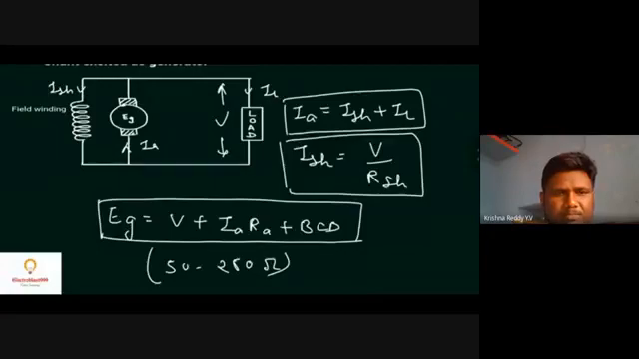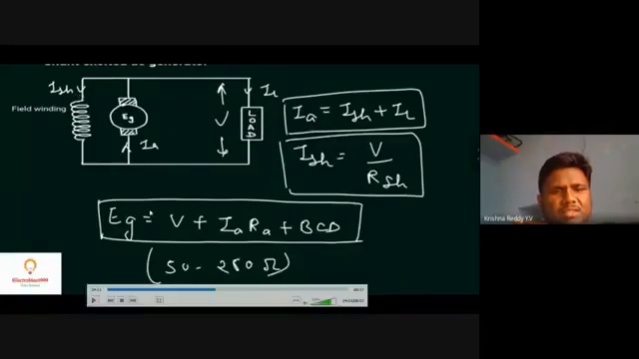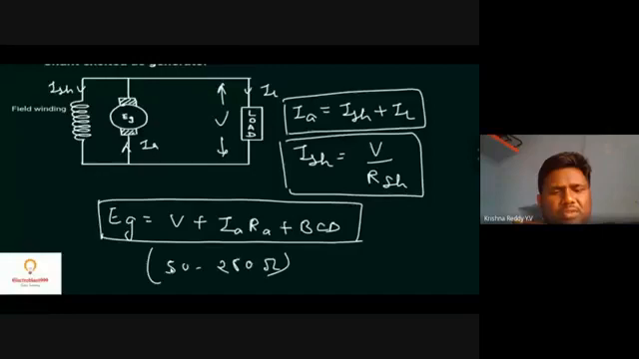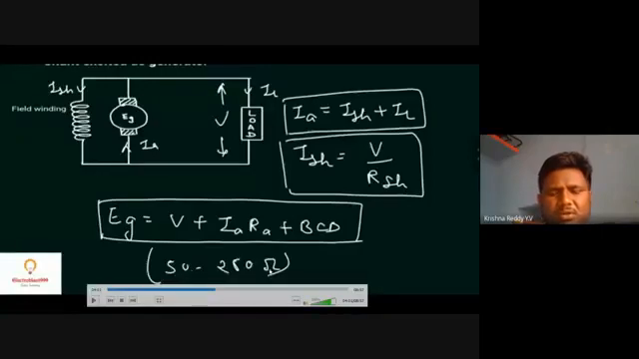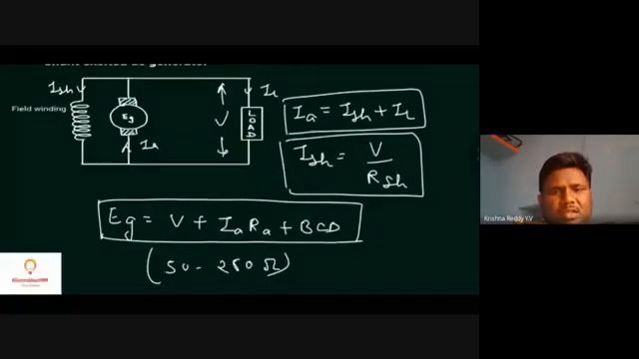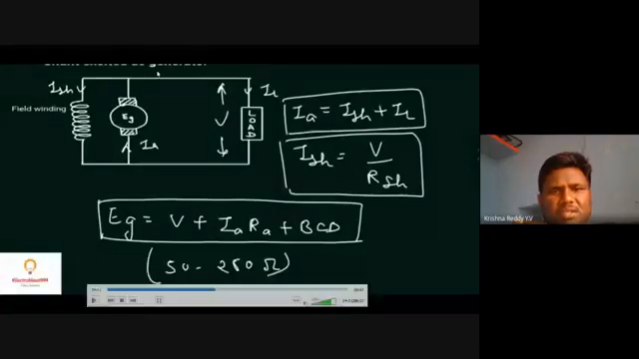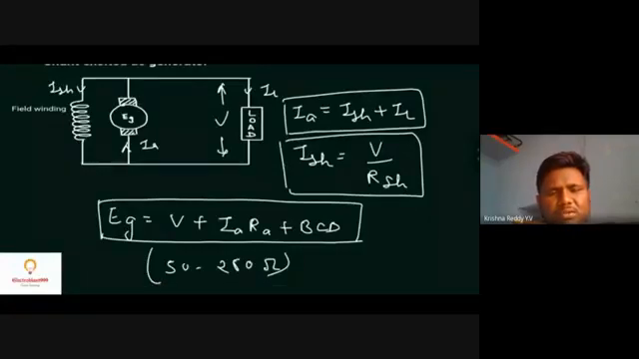In order to reduce the current flowing through the shunt field winding, we maintain the shunt field winding resistance at a high value, in the range of 250 to 400 ohms, depending upon the rating of the shunt generator. If you consider a 2 kilowatt generator, the resistance value may be lesser. If you consider a 10 kilowatt generator, the resistance value increases. That's why the shunt field winding resistance is mostly maintained from 250 to 400 ohms.